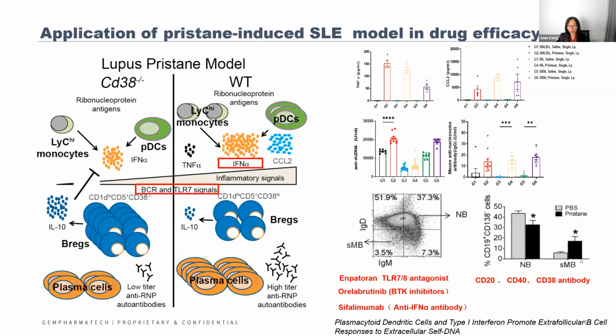As reported in the literature, the pristane could induce the proliferation of the membrane-like B cells. So the antibodies that target B cells, like the antibodies targeting CD20, CD40, CD38, could also be evaluated in this model.